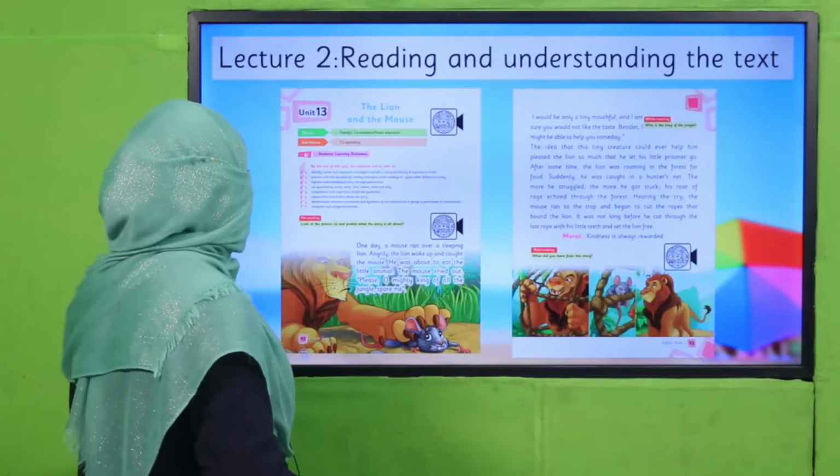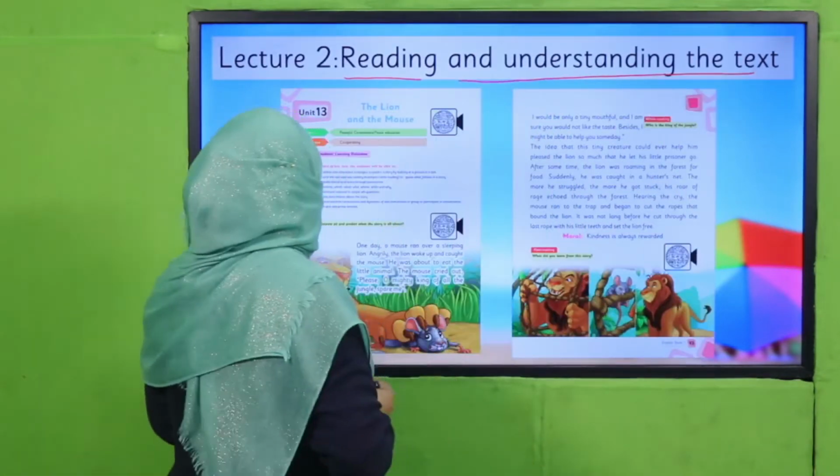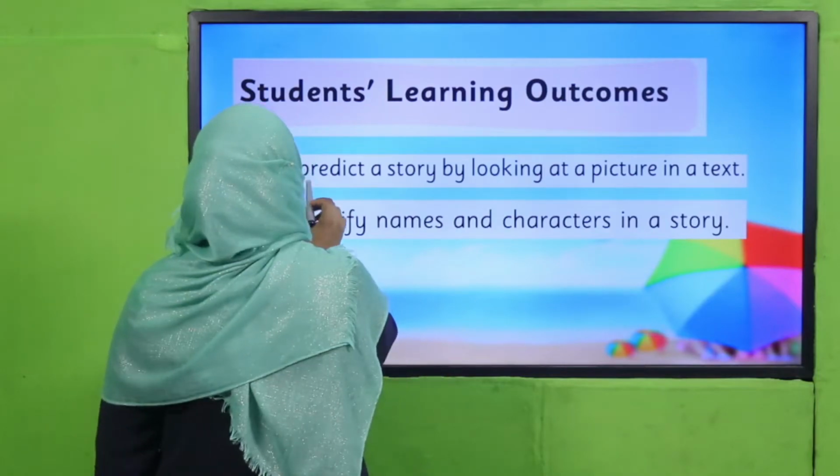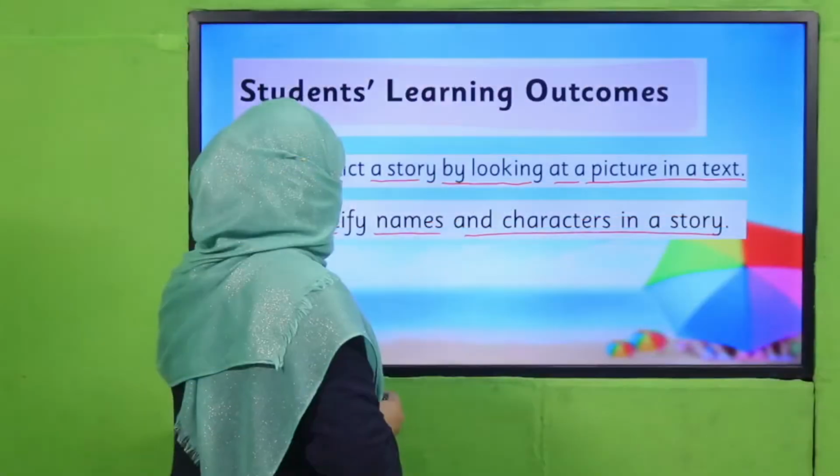And my dear children, today we are going to start reading and understanding the text. And we are going to cover the SLO to predict a story by looking at a picture in a text and identify names and characters in a story. These are our today's SLOs.